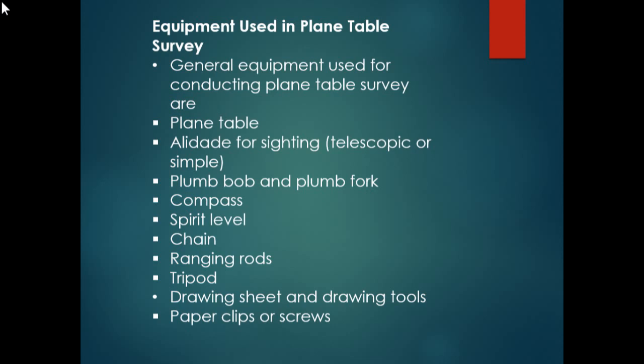Ranging rods are rods which we use to view another point or the next point. Tripod is a stand where we keep the plain table. Drawing sheet and drawing tools: sheets are important to mark or draw the view of the area, and tools are also important. Clips or screws are used to hold the papers, like the drawing sheet and drawing tools.